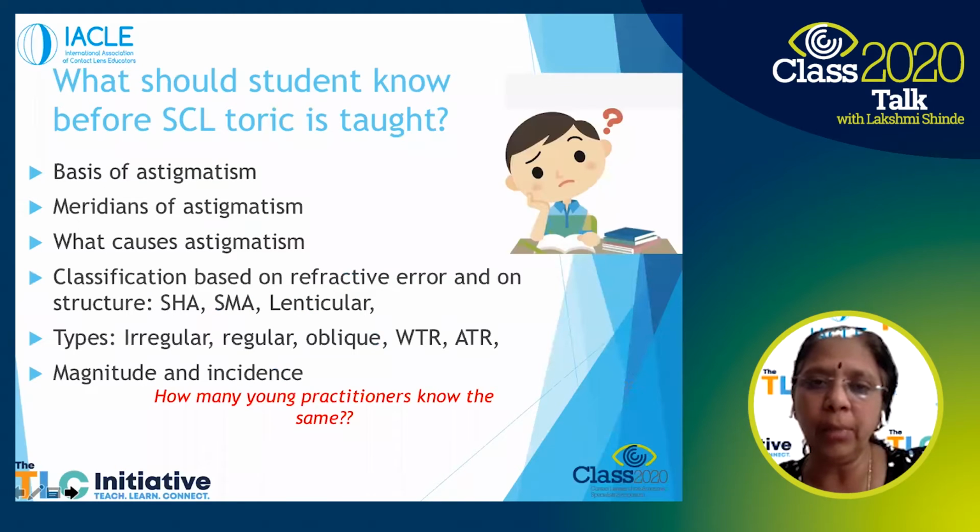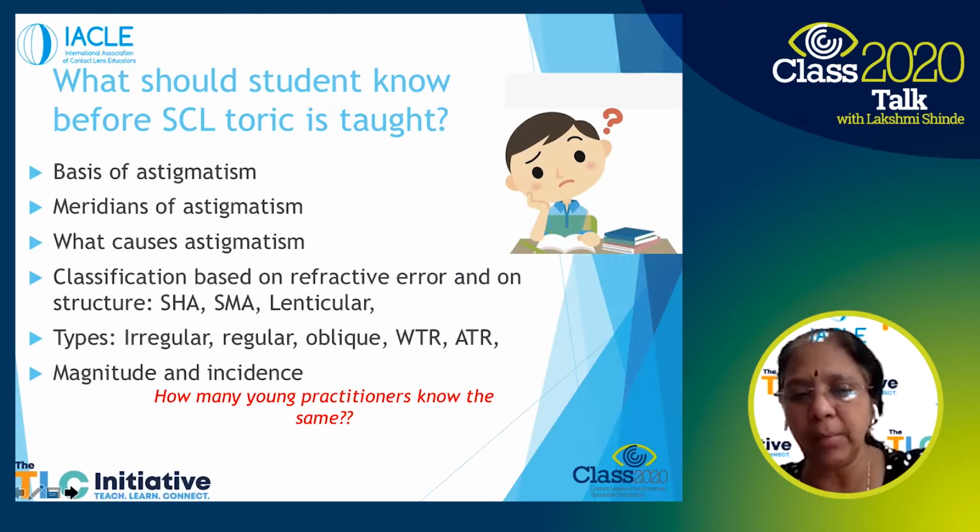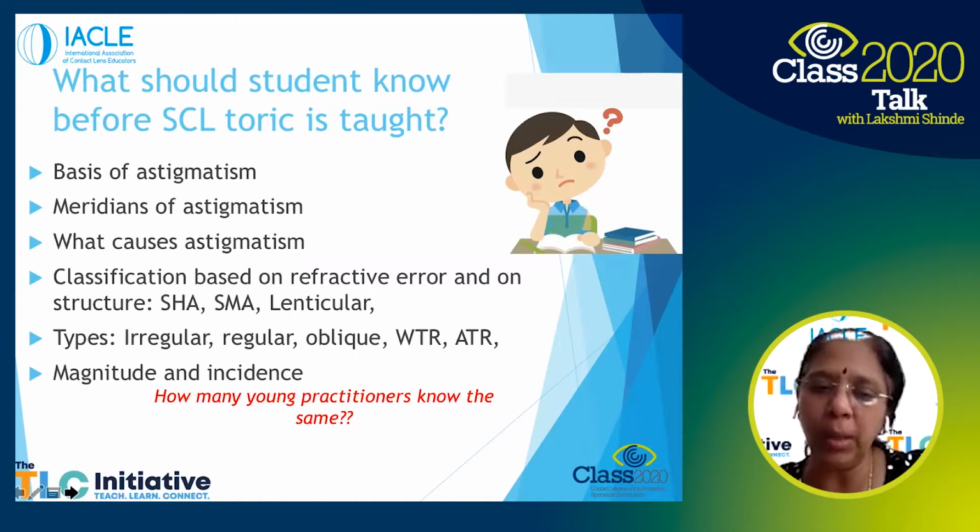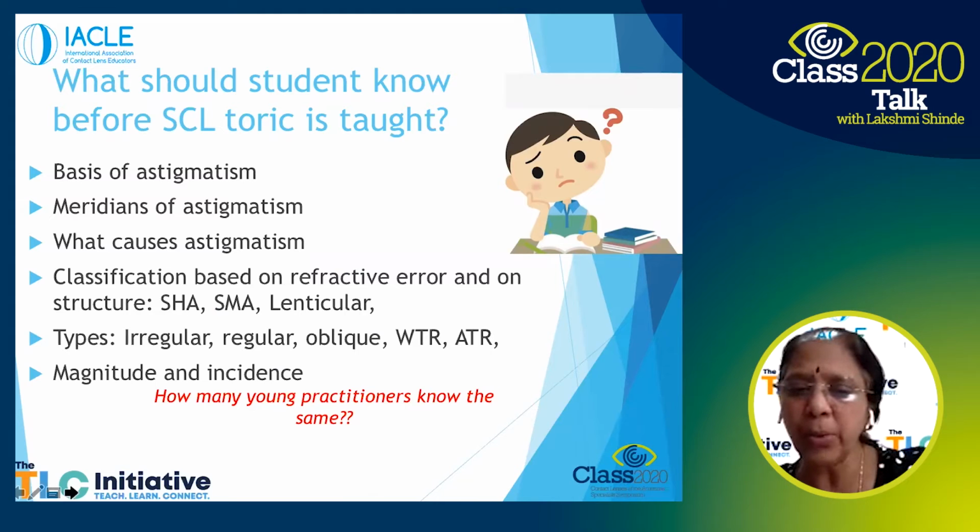So to start with, what should students initially know about soft contact lens fitting in terms of the knowledge they should have prior to us starting to teach them soft toric fitting? So basically, they should know about astigmatism, the meridians of astigmatism, what causes astigmatism, and the types, and the magnitude and the incidence of it. So this is regards teaching. So when you convert that into practice, how many young practitioners are really familiar with all of this is the question.